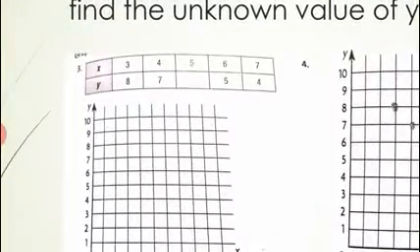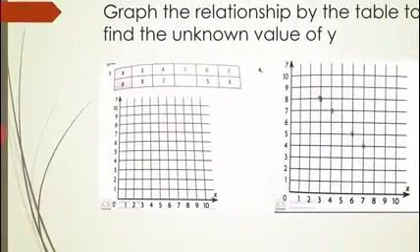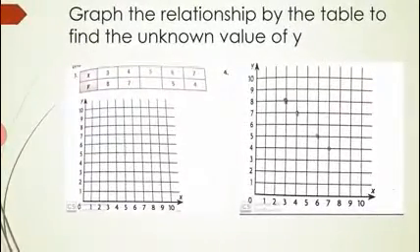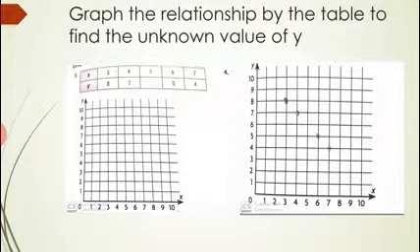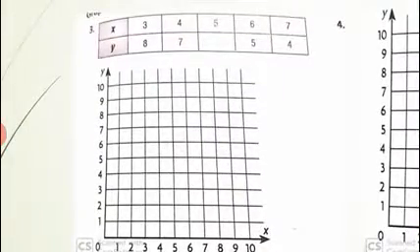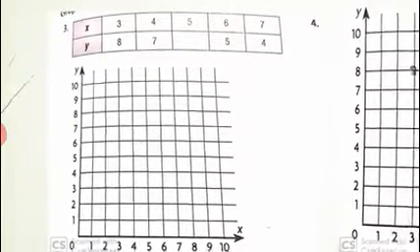Now, we want to make an exercise a little bit difficult. We want to graph the relationships by the table, as we made in the last two exercises. But this time we want to find the unknown value of y. So, we have this exercise, this table. We don't know the y value for x equal 5. We want to know it. From our graph, we can know this value.